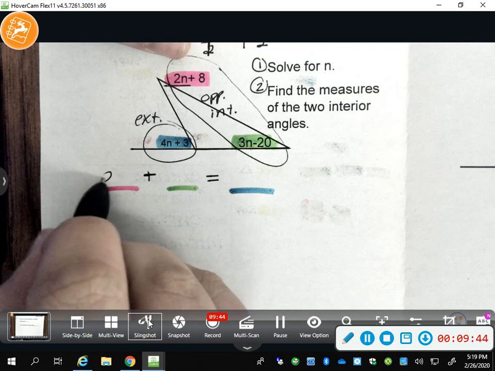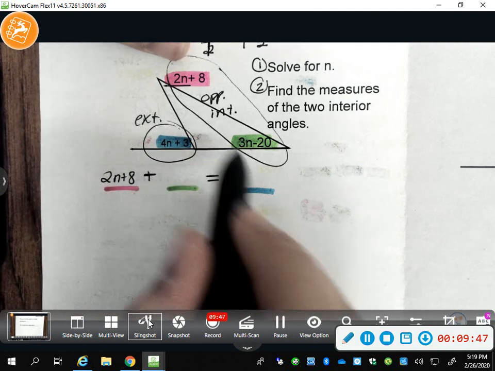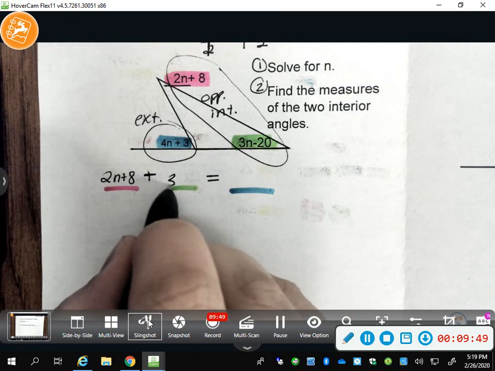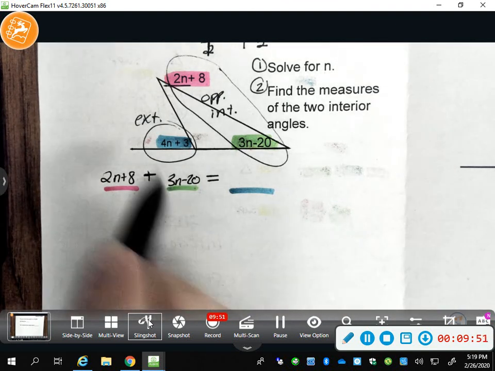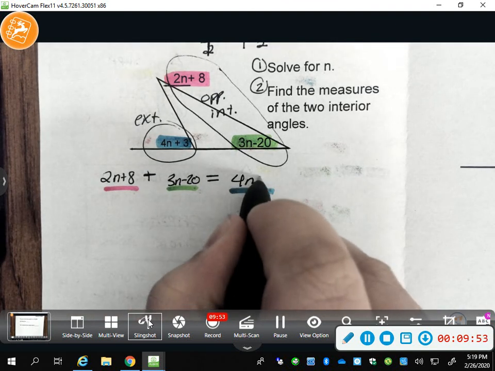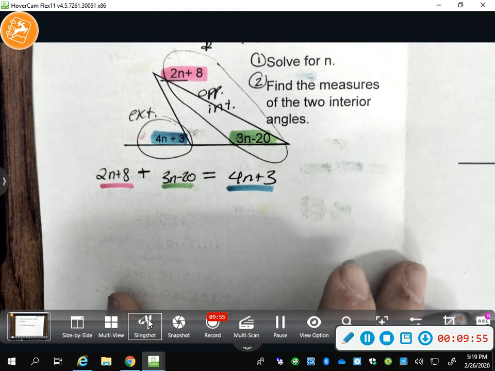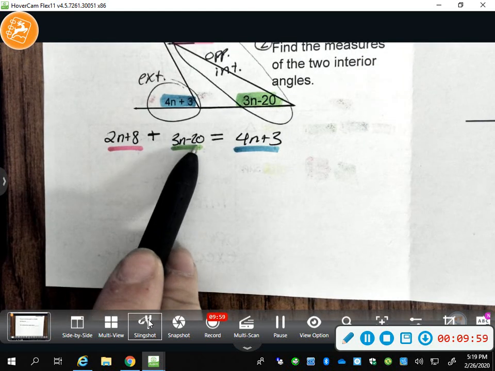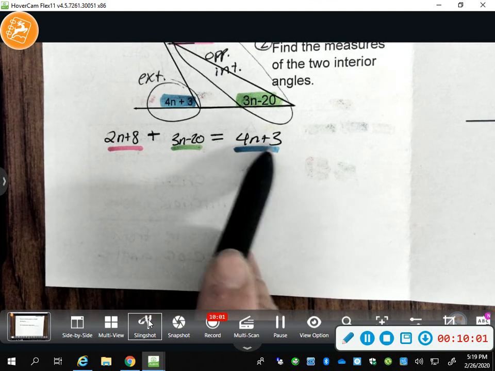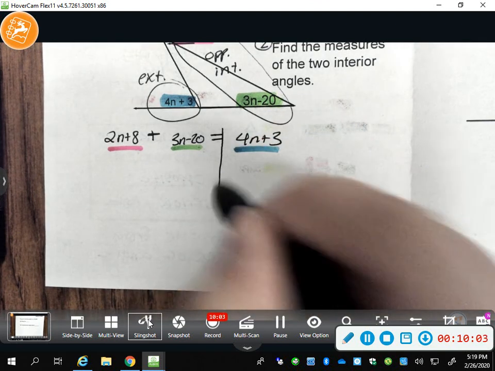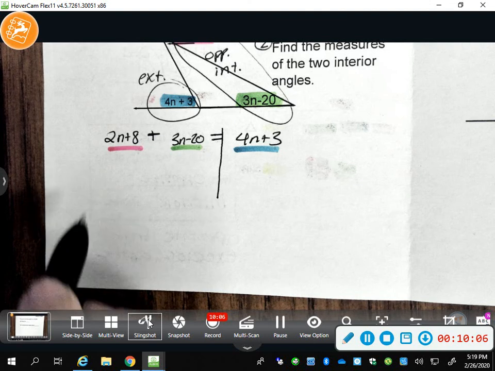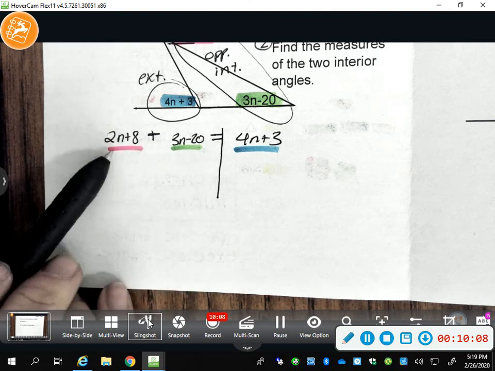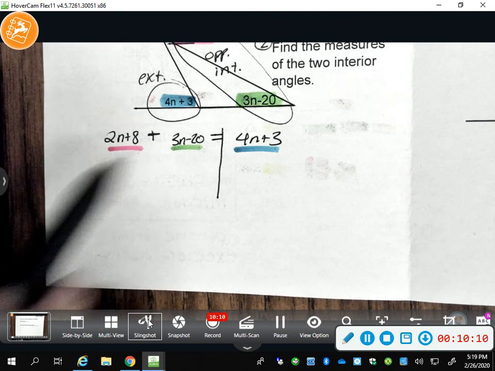The pink angle is 2n plus 8. The green angle is 3n minus 20. The blue angle is 4n plus 3. And this leaves me with the equation 2n plus 8 plus 3n minus 20 equals 4n plus 3. First we want to solve for n. After I solve for n, we can go back and find the measures of the pink and green angles.